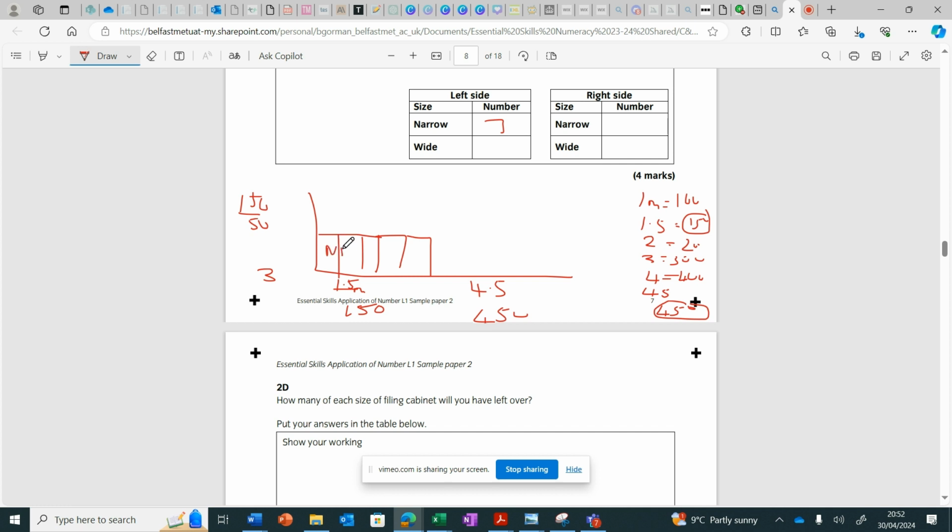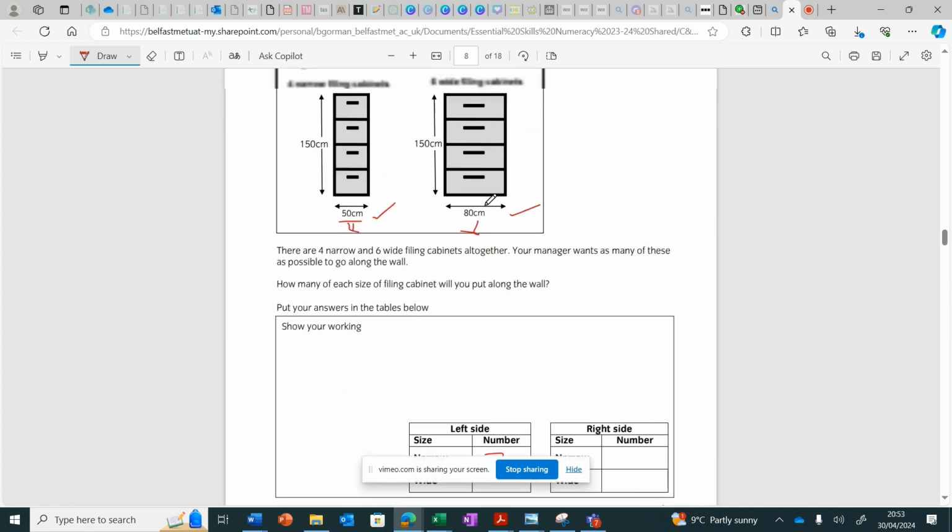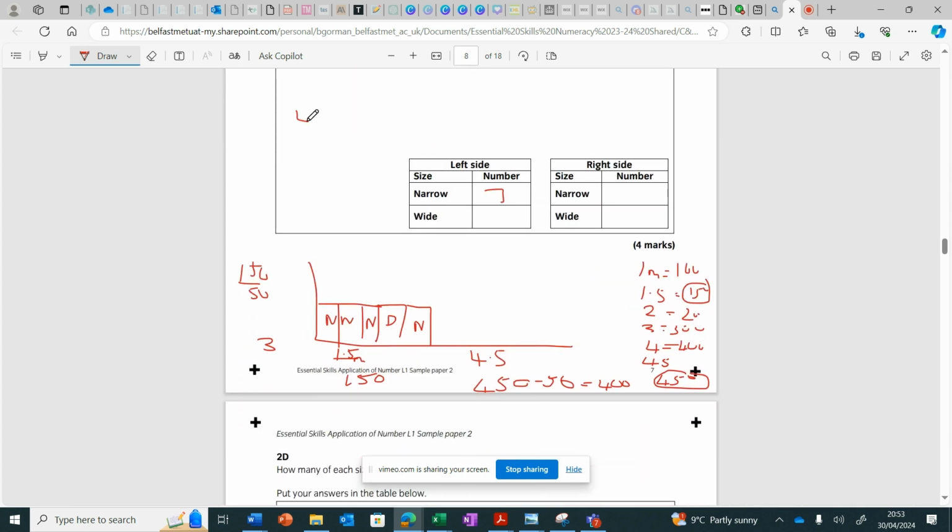This is narrow, narrow, narrow. That's your door. Another narrow one. Well, that's 450. We fit in another narrow one. It takes up a wee bit of space, takes up 50, so we're now down to 400. And we now have to use the wide ones, which are 80. So you've got 400, and you want to see how many 80s go in. Well, we just divide. 400 divided by 80 is 5.